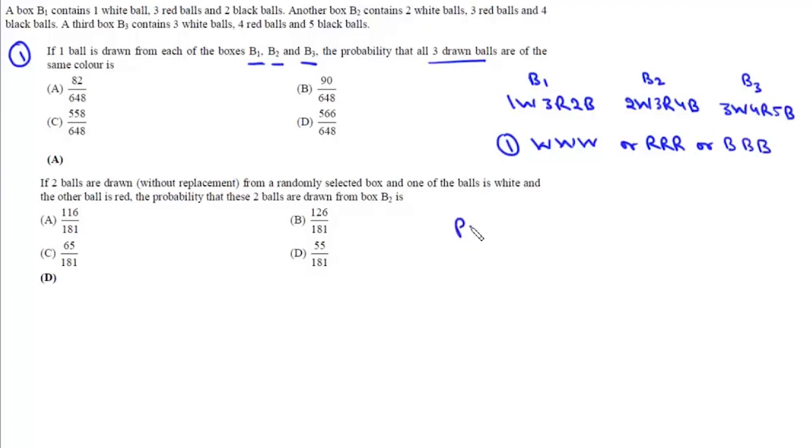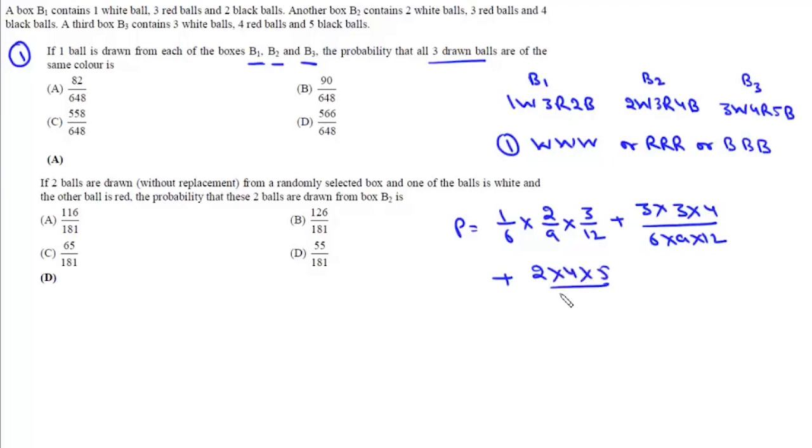Now this probability, white from this first box, it is 1 by 6. White from second, it is 2 by 9, and white from third, it is 3 by 12. Now if it is all red, then it will be 3 into 4 divided by 6 into 9 into 12, and plus 2 into 4 into 5 upon 6 into 9 into 12.